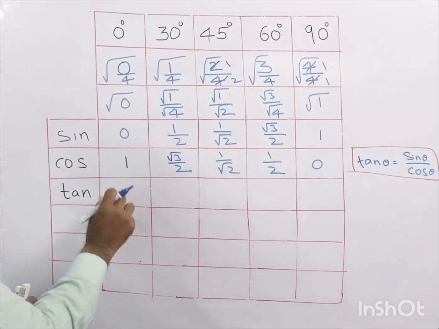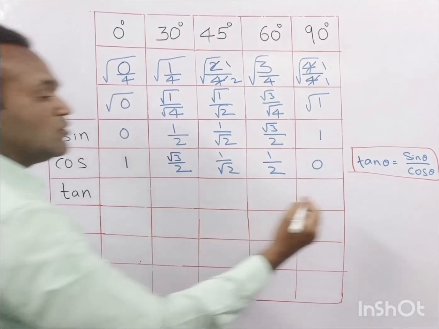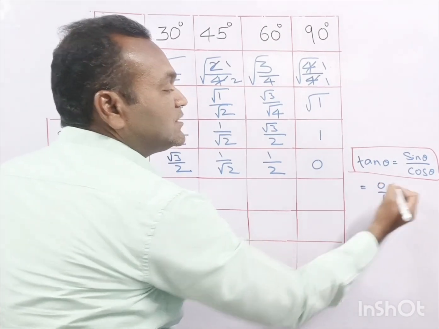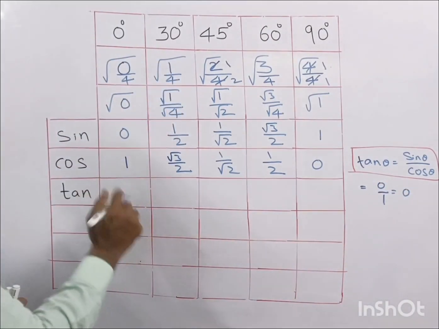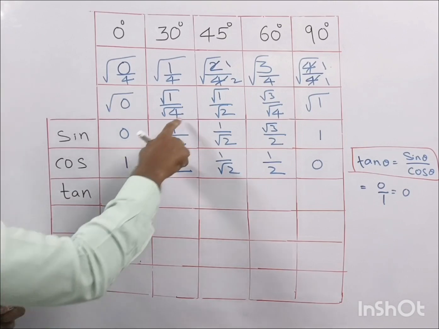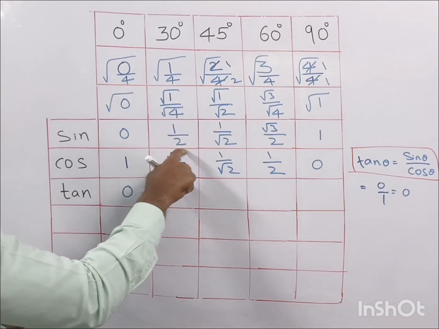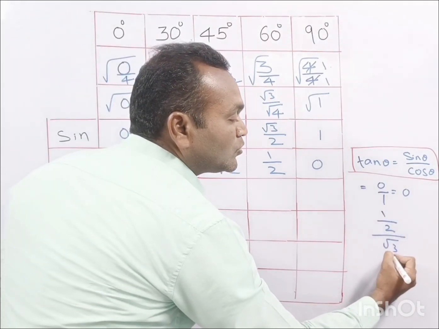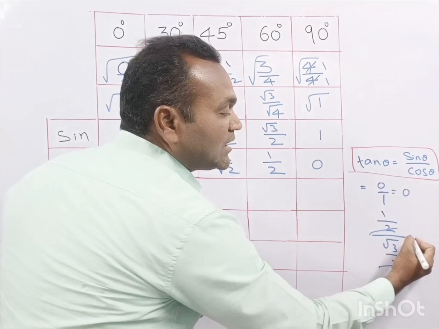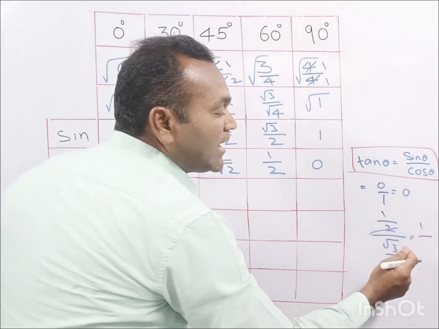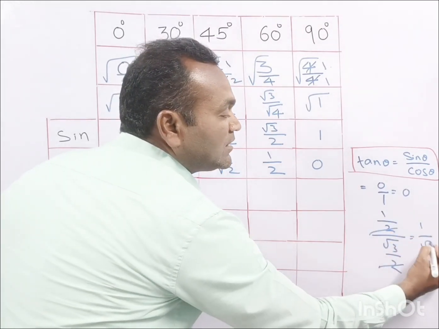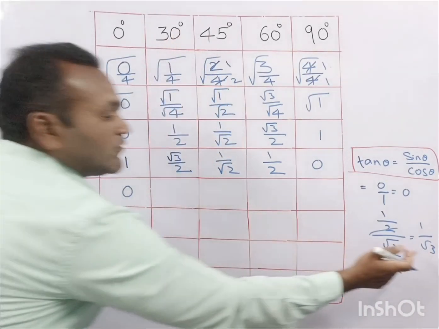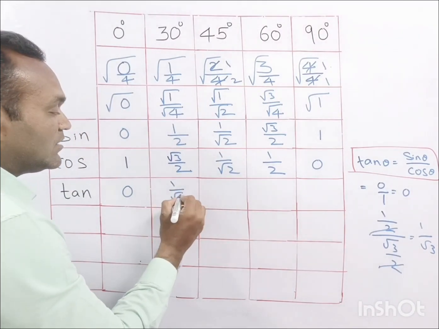Let's say I have to calculate tan 0. How to find it? sin 0 by cos 0. Sin 0 is 0 by 1, and 0 by 1 means 0. So the tan value is 0. Next, 1 upon 2 divided by root 3 by 2. If I write here 1 upon 2 divided by root 3 by 2, this 2 gets cancelled. In the numerator you will see only 1, and in the denominator only root 3. So the value of tan of 30 degrees is 1 divided by root 3.